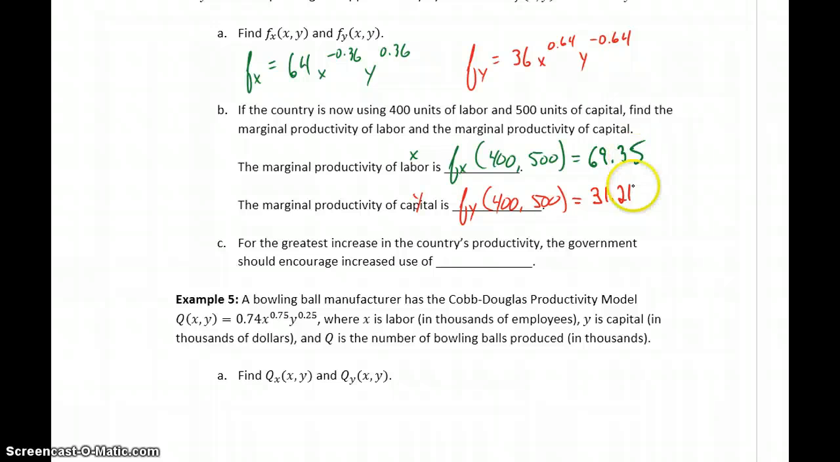So keeping in mind that these represent the change in our function value, so the change in productivity, for the greatest increase in productivity, we would want to encourage the increased use of labor. Because increasing the use of labor by 1 unit is going to yield a larger change than increasing the use of capital by 1 unit. So it comes down to comparing those two numbers and seeing where we get that better rate of change.